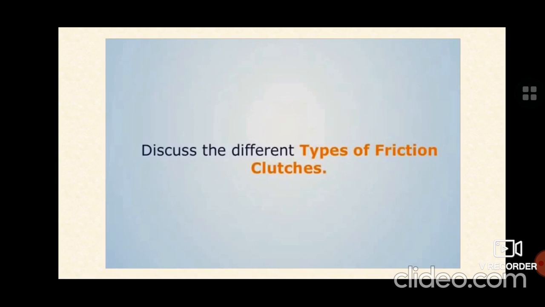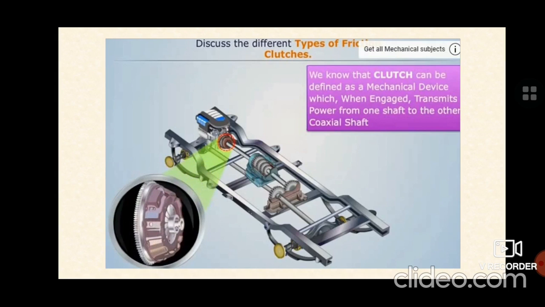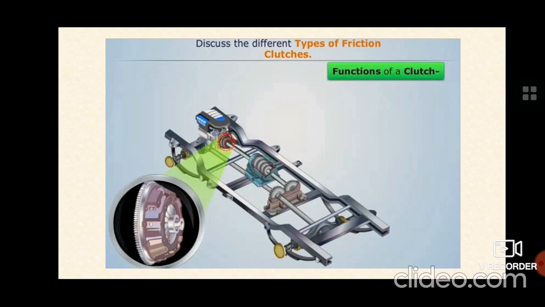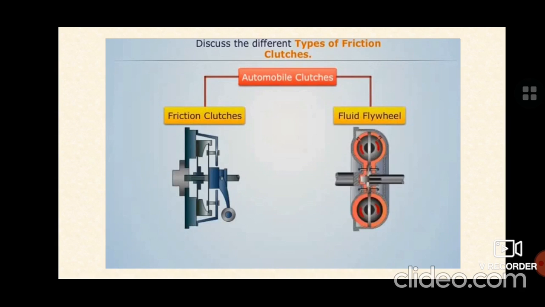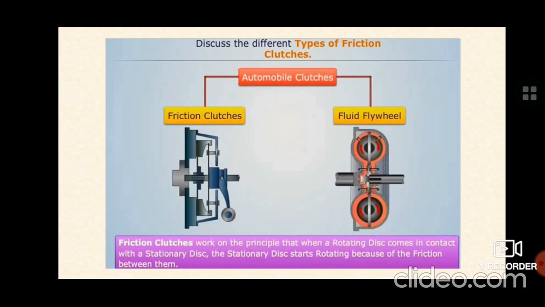So to show you one video, so that we can be clear about various types of clutches from the classification. See, there are types of friction clutches. You see, we have already discussed that it is in the intermediate part of the pressure plate and the flywheel. So what are the functions of the clutch that we have discussed? It's engaging and disengaging and different types. So let's classify automobile clutches: friction clutches and fluid flywheel.